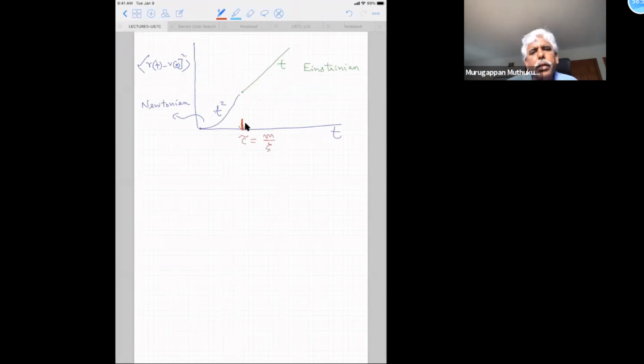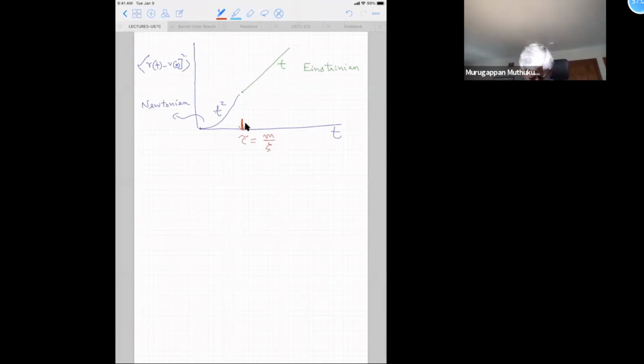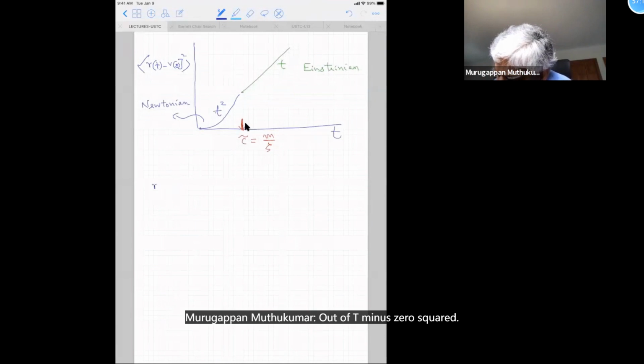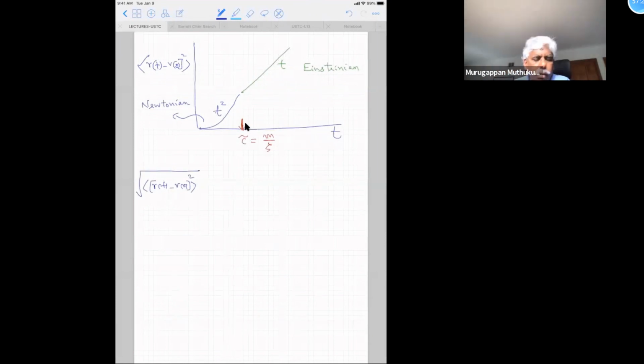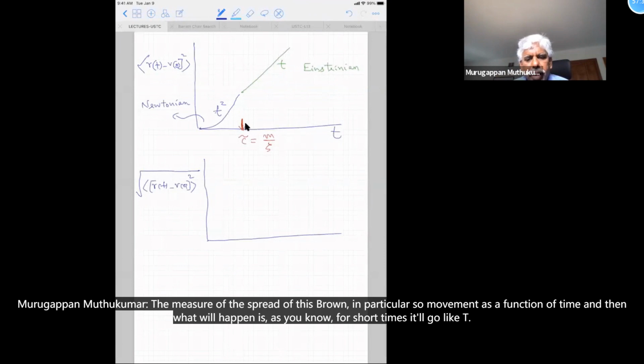Now let me take a root mean square displacement, which is R of t minus R of 0 squared, average it, and then take the square root of that. That's a measure of displacement. We know the average displacement is 0, but the root mean square displacement is the measure of the spread of the Brownian particle's movement as a function of time.